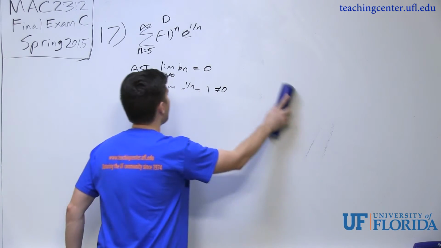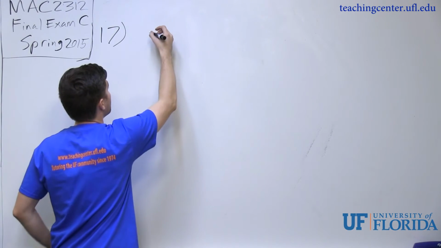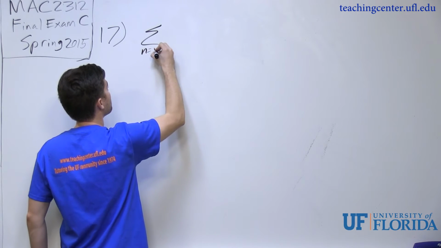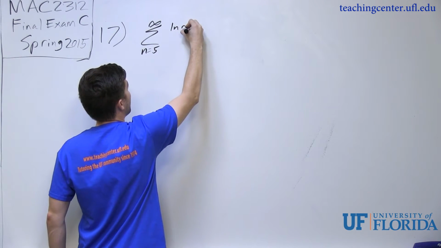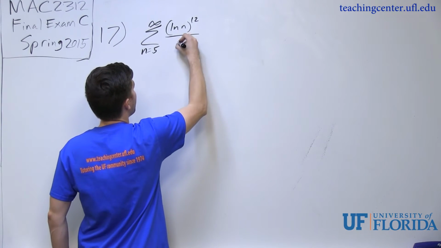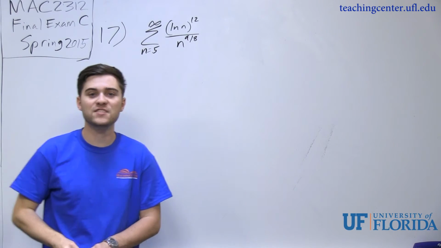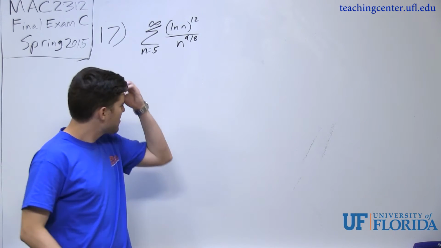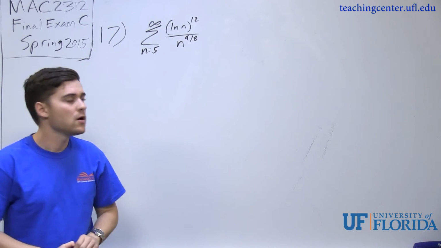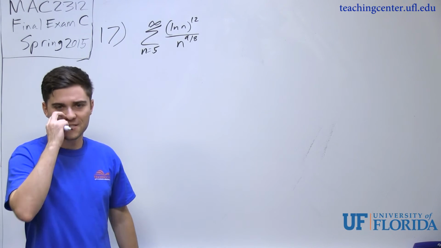If I write out the series, I have the summation from n equals 5 to infinity of natural log of n to the 12th power over n to the 9 over 8. I need to figure out if this series is convergent or divergent. The best way for me to do that would probably be to do some kind of comparison test. In this case, I'm going to do a direct comparison.